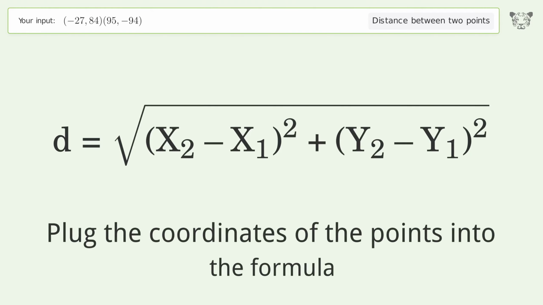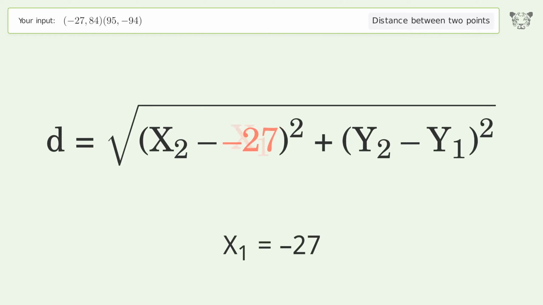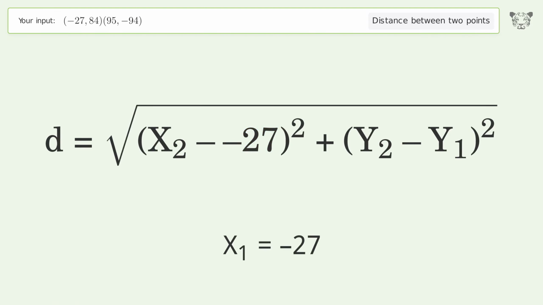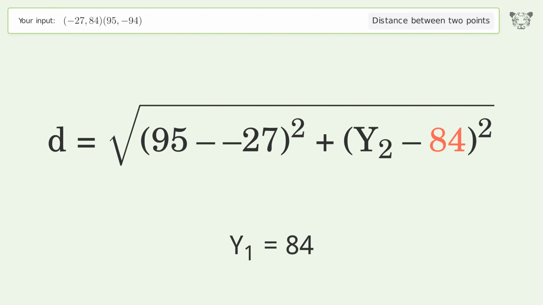Plug the coordinates of the points into the formula. x1 equals -27. x2 equals 95. y1 equals 84. y2 equals -94.